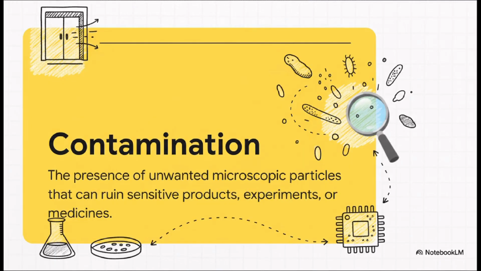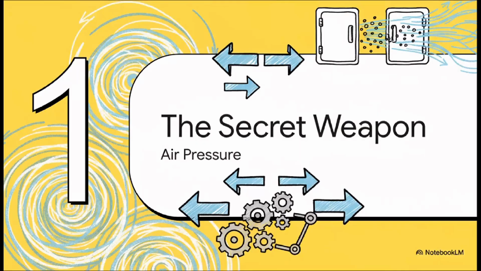So, first, we've got to meet the enemy, contamination. We're talking about really tiny, unwanted particles. Dust, microbes, even skin cells. Stuff that's totally harmless to us day to day. But if you're in a pharmaceutical lab or a microchip factory, a single one of these little guys can destroy millions of dollars worth of products. No joke.